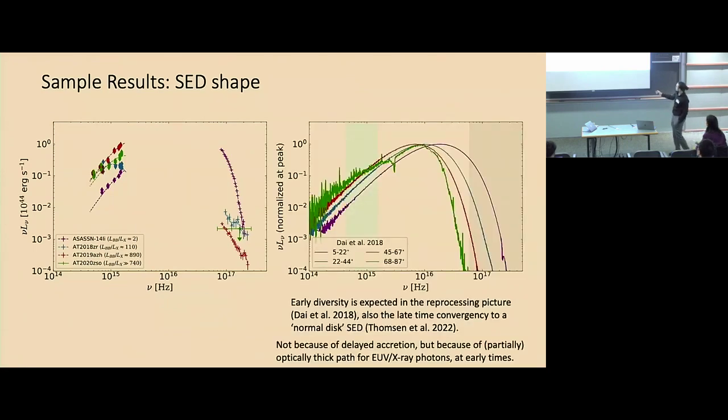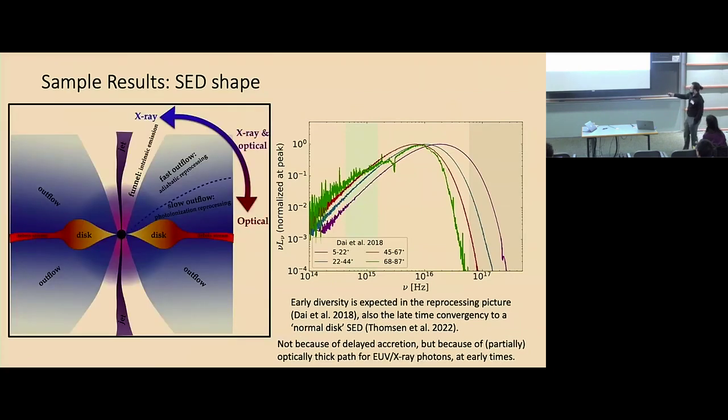And this is exactly what is expected by the Jane model, where these different SED shapes are given by the viewing angle. Then in follow-up work by Lars Johnson, they show that at late times, depending on the angle, maybe not for the most edge-on case, you should converge to a disk SED. Then the X-ray rebrightening is not caused by delayed accretion, but because the optical path to the X-rays is optically thick at early times and then becomes optically thin at late times. Not to say this is the correct interpretation, just saying that some of the things predicted in the model seem to be present in the data.